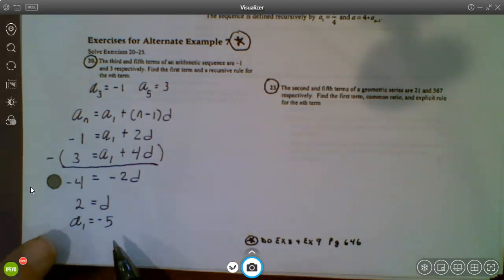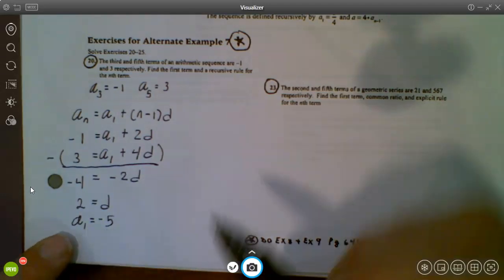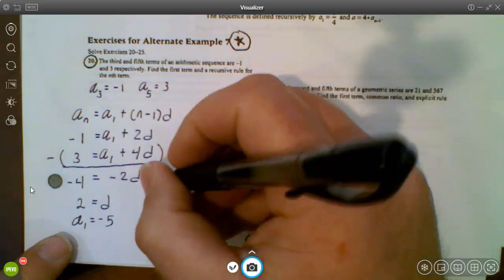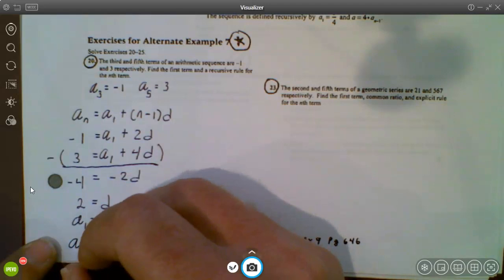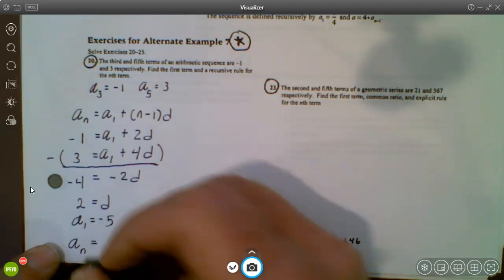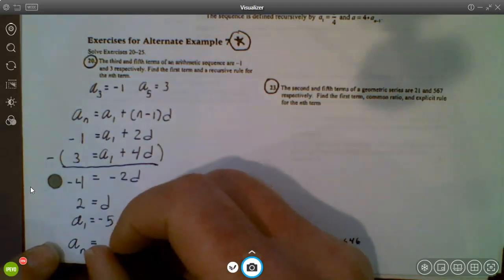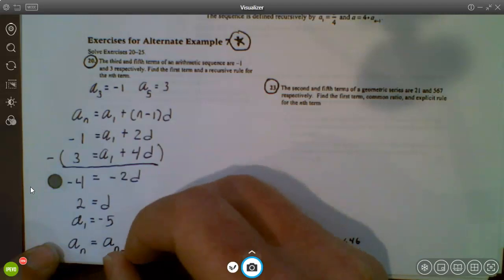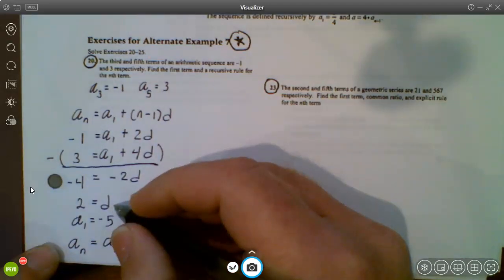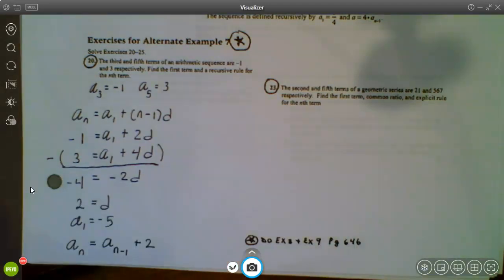So remember, for the recursive rule, we identify the first term, which we've already done, and then I'll put it right down here below it. So now I can say that my pattern is to take any previous term and add 2 to it, since this is an arithmetic pattern, in order to get the next term. So there's my recursive rule.